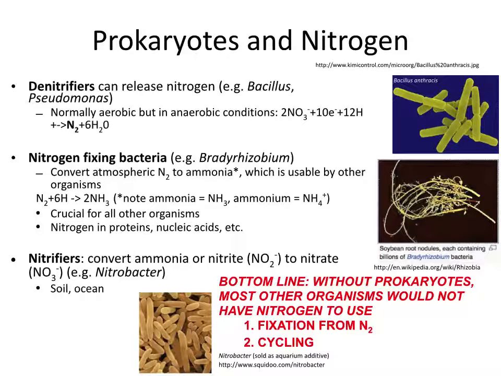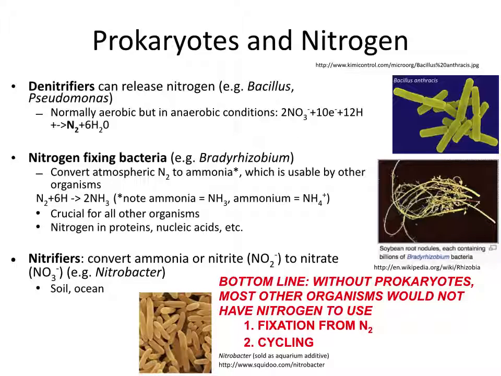nitrifiers convert ammonia or nitrite to nitrate. For example, Nitrobacter in the soil and in the ocean. You can actually buy Nitrobacter for your aquarium. If you have too much ammonia, you can put Nitrobacter in there and it'll help to get rid of your ammonia, convert it to nitrite and nitrate.